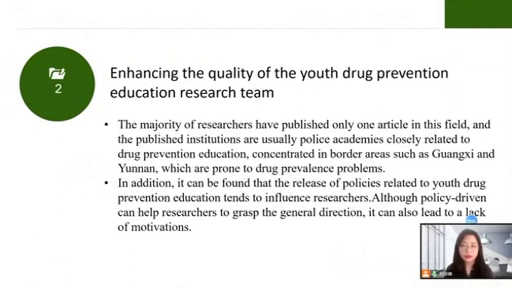The third is we hope enhancing the quality of the youth drug prevention education research team, because we found the majority of researchers have published only 1 article in this field, and the institutions are usually police academies closely related to drug prevention education, concentrated in the border areas such as Guangxi province and Yunnan province. And in addition, it can be found that the release of policy related to youth drug prevention education tends to influence researchers. Although policy-driven can help researchers to grasp the general direction, it can also lead to a lack of motivation.